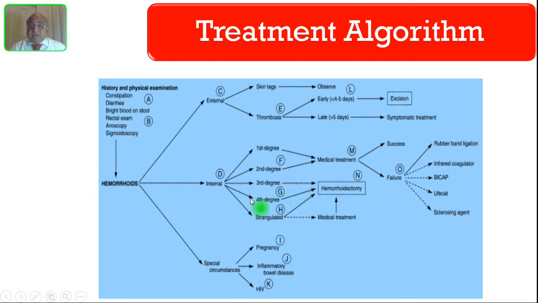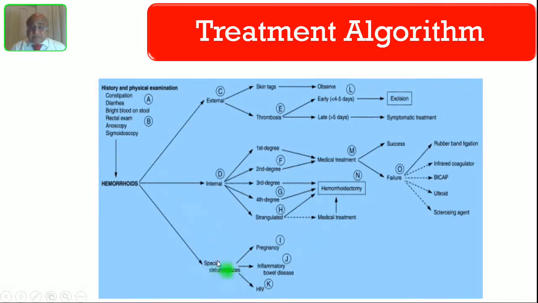Suppose it is third degree or fourth degree hemorrhoids, you can do either an open or closed hemorrhoidectomy. If it is a strangulated hemorrhoid, that is the fourth degree hemorrhoid with strangulation, don't do surgery immediately. You have to treat it medically. That means you have to treat it with anti-inflammatory drugs. You reduce the inflammation and the edema, and then you do hemorrhoidectomy.